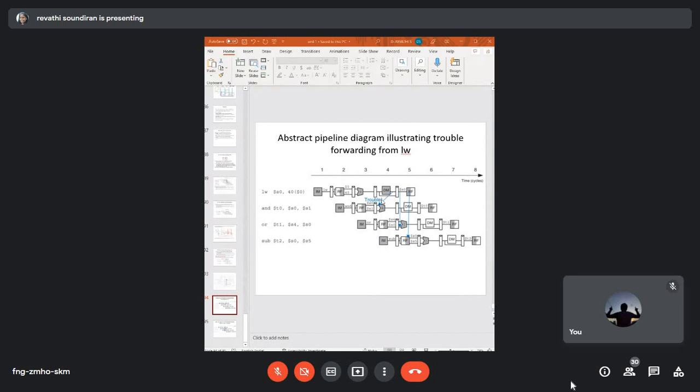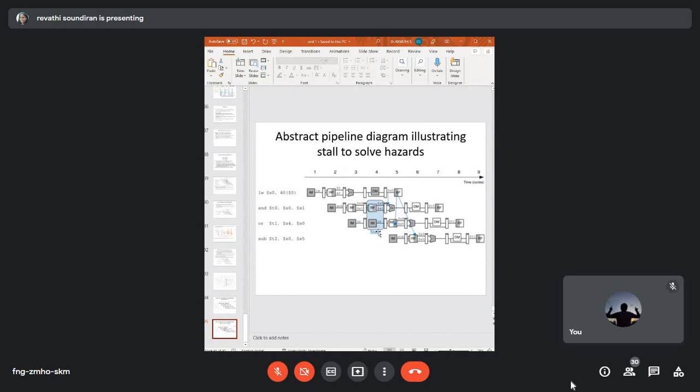Stalling the pipeline means holding the operation until the data is available. So that is the point here. This is the abstract pipeline diagram, which comes with the concept of stalling. It is an alternate way to solve the data hazard. When forwarding is not going to work, then you go for stalling the pipeline, which is merely holding up the operation until the data is available.